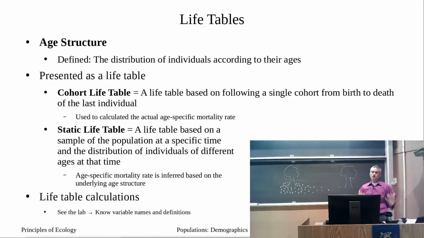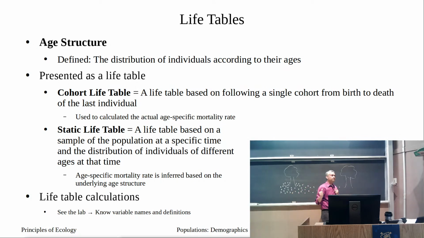So our age structure is typically presented as a life table, which is just a table that shows the number of individuals for each age. How we create those tables depends on the organism and somewhat on our interest. So we can make a cohort life table or a static life table. A cohort life table is going to be much easier to produce for individuals with very short lifespans. Why is that? Because with a cohort life table, we follow all of the individuals that are born at one time, and we follow every last one of them until they die.